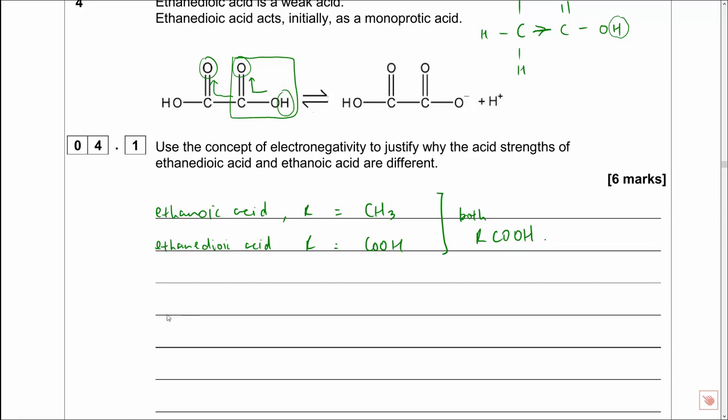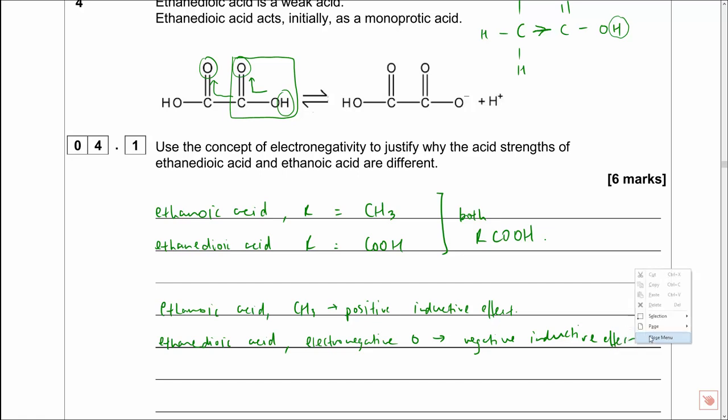And then it's about talking about this inductive effect. So it's always comparative. Ethanoic acid, CH3, positive inductive effect. Ethane dioic acid, not the COOH, it's the electronegative oxygen, which gives you a negative inductive effect.